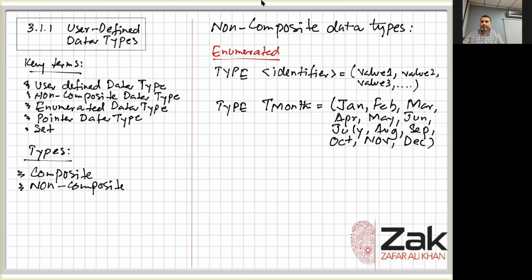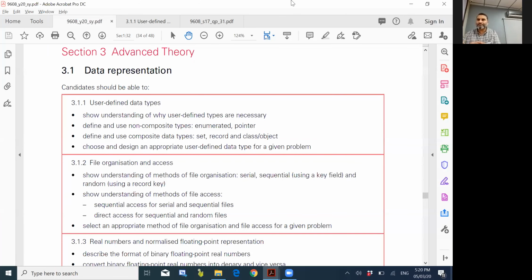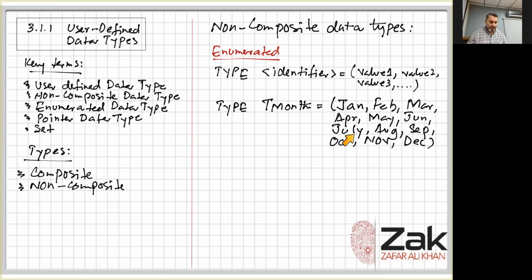So this is actually not a string, so mind it. This is not a string, so it will not be enclosed in any quotation marks. Then the variable ThisMonth will be made.